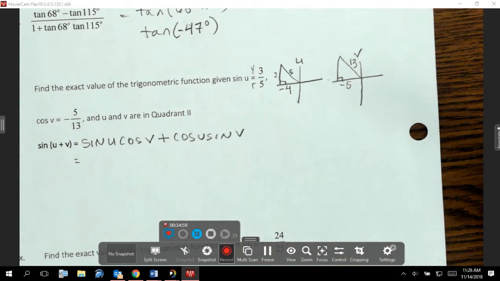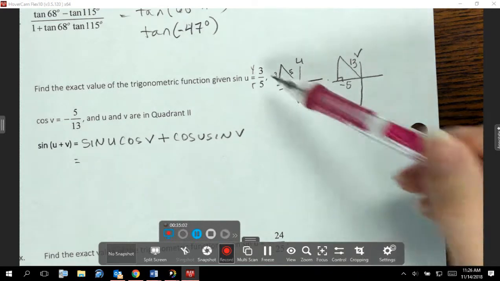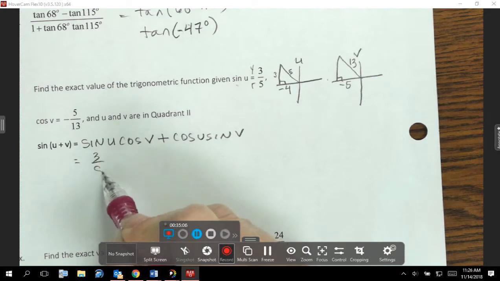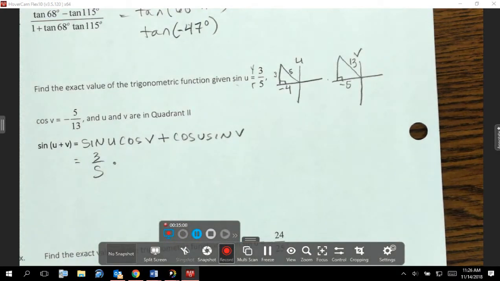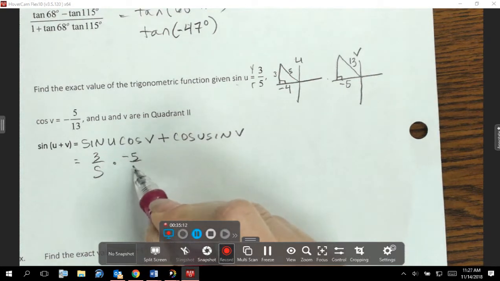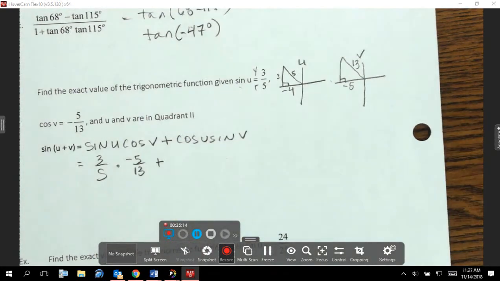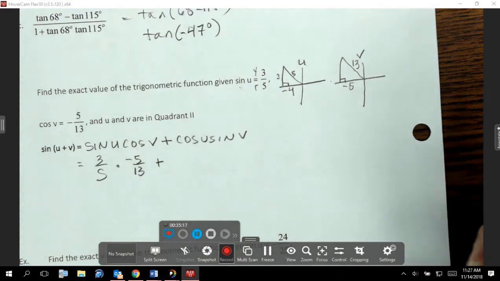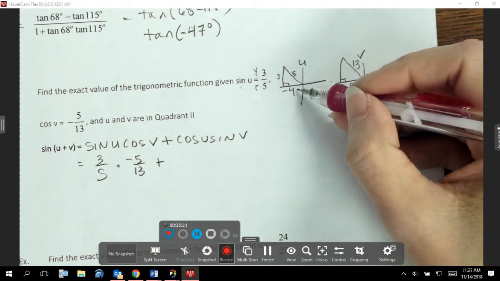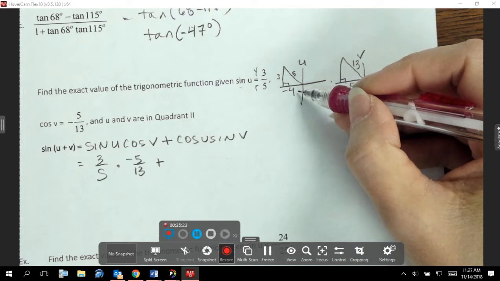Since we don't know the angle, how do we find the sine of u? That's what was given to you. See it? Here's the sine of u. Where do you know that answer? 3/5. And the cosine of v was given to me. Negative 5/13. Plus the cosine of u. So that was not given. However, because we had to put that negative 4 in there so bad, we can find out what is the cosine of u.